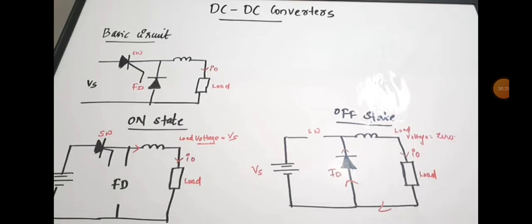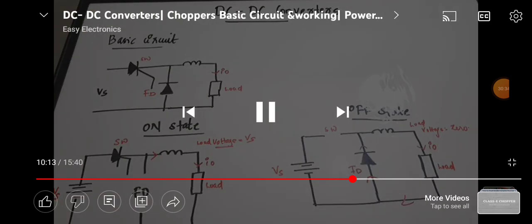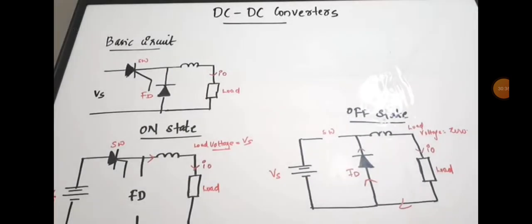Okay, so this is how a DC to DC converter or a basic chopper is working. Now, how can you find the average voltage? That is, how can you find the average output voltage? The equation is given like this.